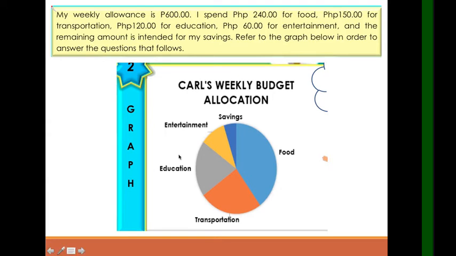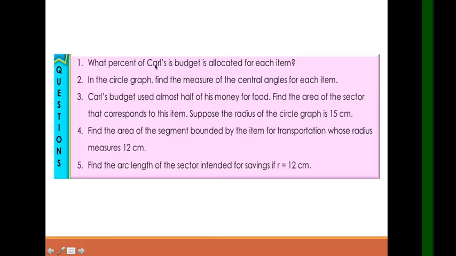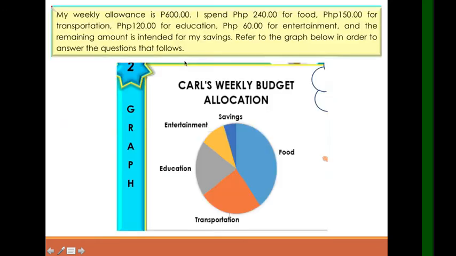So this is the graph of Carl's weekly budget allocation. This is a pie graph, or the circle graph, showing savings, entertainment, education, transportation, and food. The questions are: number one, what percent of Carl's budget is allocated for each item? Each item, ilang porsyento ang meron yan. Kasi given lang yung amount, pero we don't know ilang percent ang savings, entertainment, education, transportation, and food.